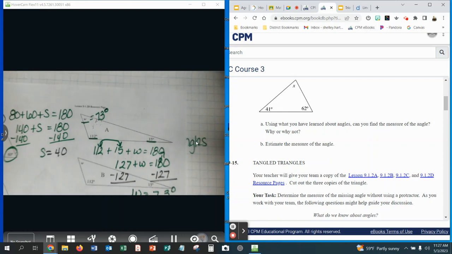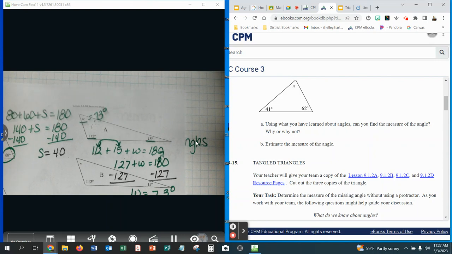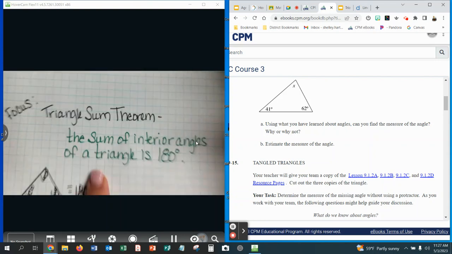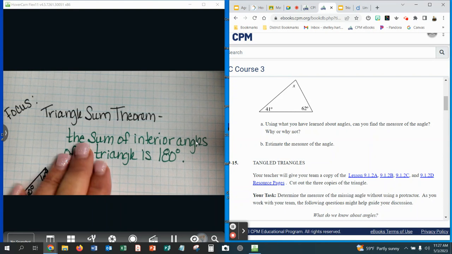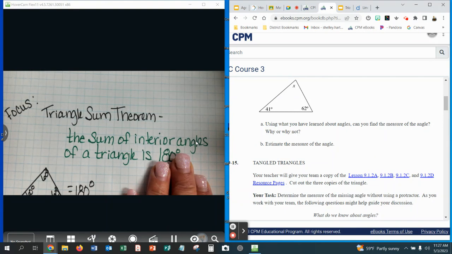How do you feel about that? Yep. So are they all just 90 degrees? Yep. That's why I said triangle sum theorem is the sum of all the interior angles of a triangle is 180 degrees. Make sense? If you added another triangle, it would actually equal 360 degrees. Shut the front door.